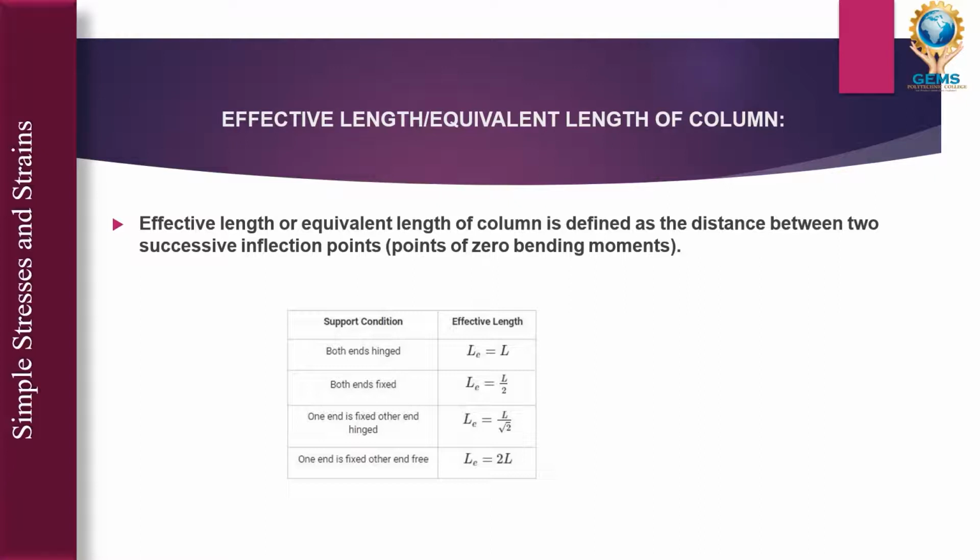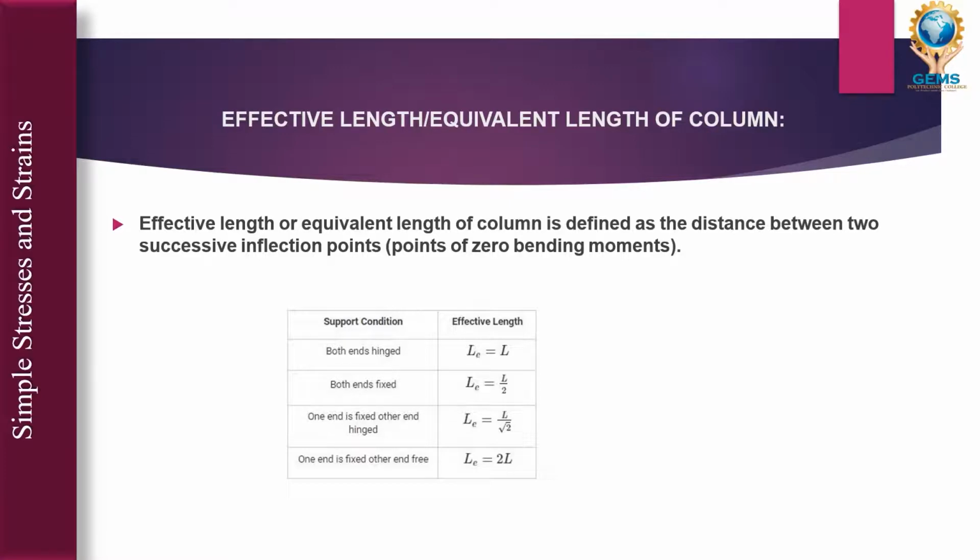Understand? So there are many types of effective length for different conditions, like hinged, fixed column, fixed hinged, fixed or free. So these are the conditions. So you must know what is effective length. So what is effective length? First we will see the definition. Effective length or equivalent length of a column is defined as the distance between the two successive inflection points. That means the point of zero bending moment.